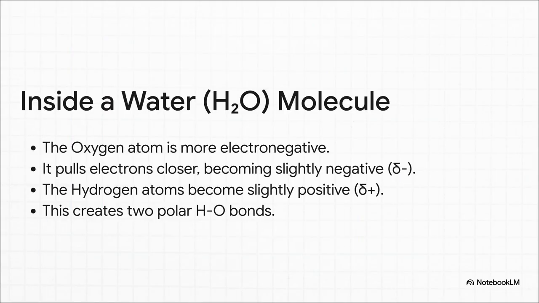So how does this whole thing work with water? Well, the oxygen atom is what we call highly electronegative. Just think of it as an electron hog. It pulls the shared electrons away from the two hydrogen atoms. This gives the oxygen part of the molecule a slight negative charge, and it leaves both of the hydrogen atoms with a slight positive charge.